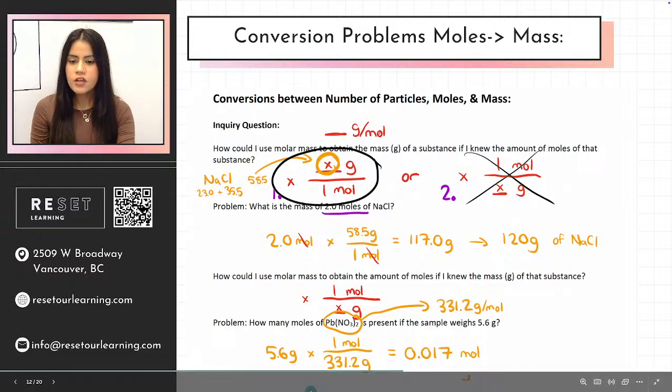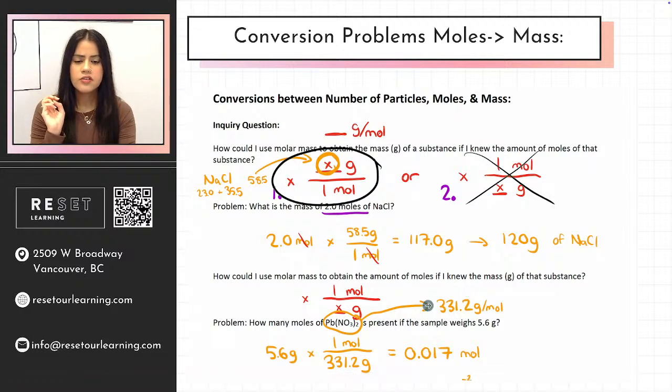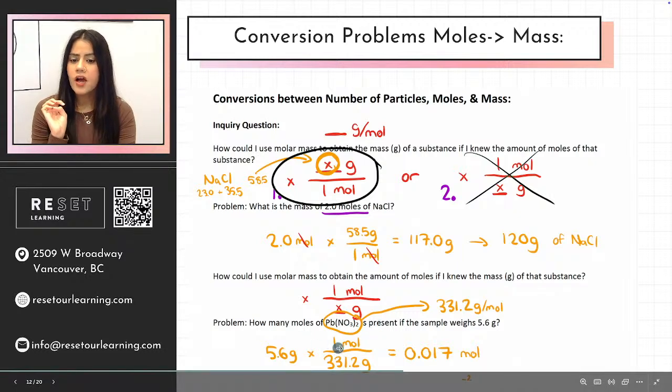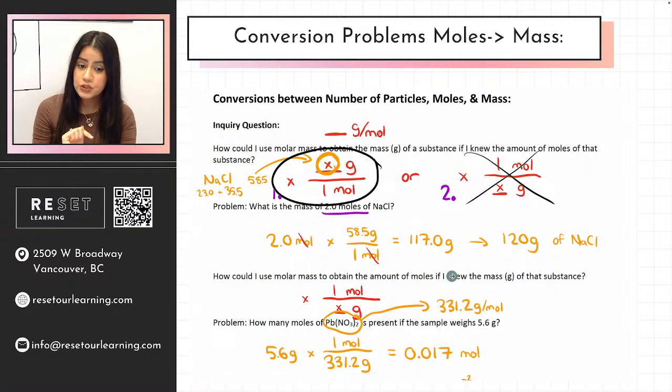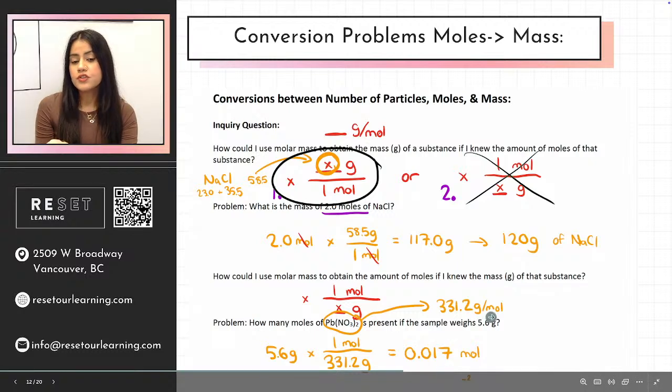Okay? So when I added all these individual masses of these elements and combined them, I got 331.2 grams per mole. Again, I was told to find how many moles there are. I multiplied 5.6 with 1 over 331.2. That gave me 0.017 mole. Again, I have 2 sig figs. That's why I have 2 sig figs here.